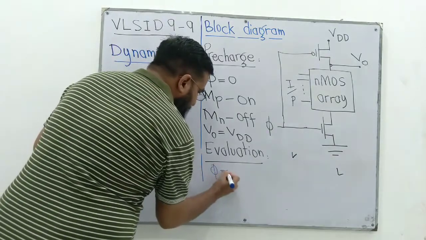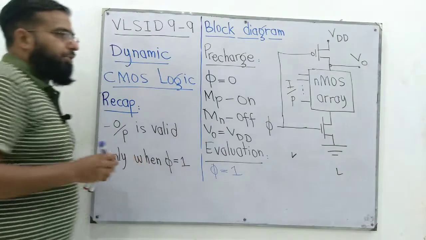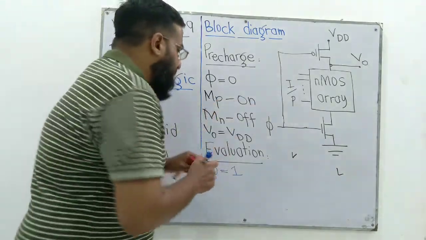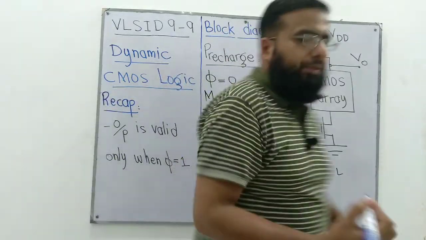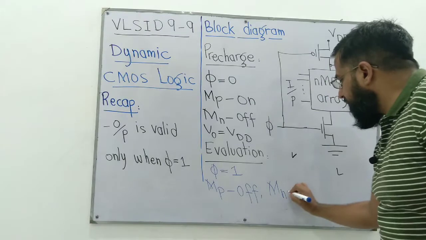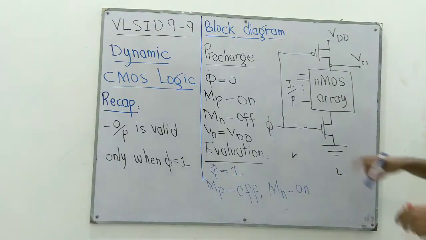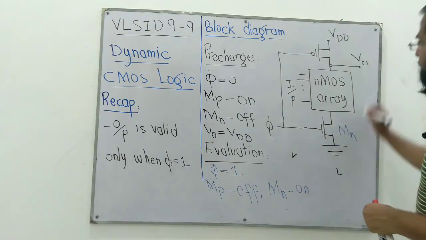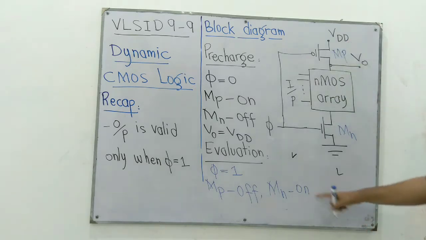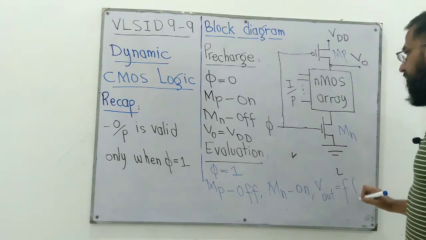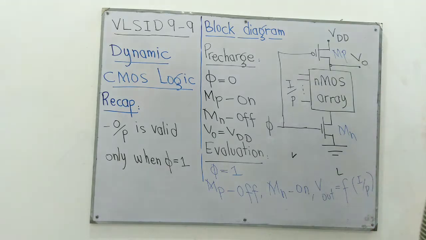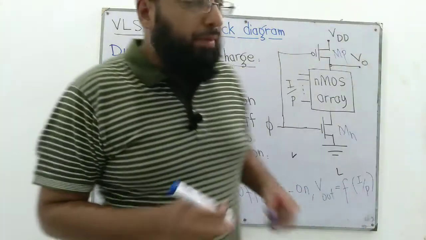And when we have phi equals 1, we call it evaluation mode. In this mode, this MP transistor is off, whereas MN transistor is on. This is MP transistor, and MN transistor is on, and Vout is a function of the input. Whatever function is being performed in this NMOS array, that function would be available at the output. Right.